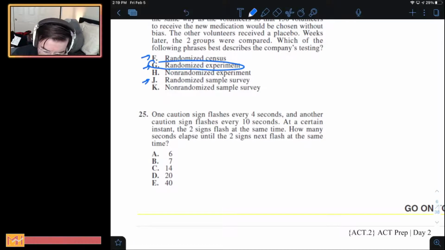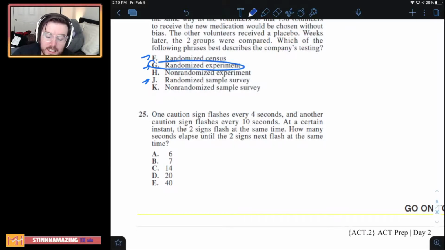One caution sign flashes every 10 seconds. At a certain instant, the two signs flash at the same time. How many seconds elapse until the two signs next flash at the same time?